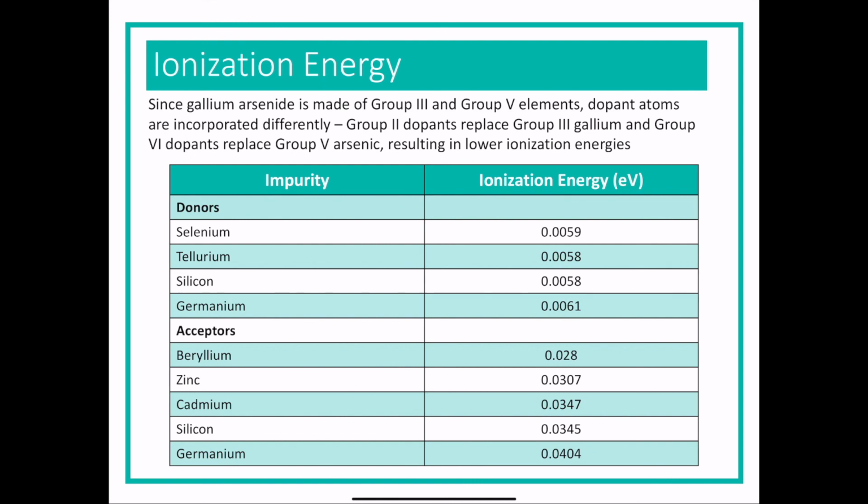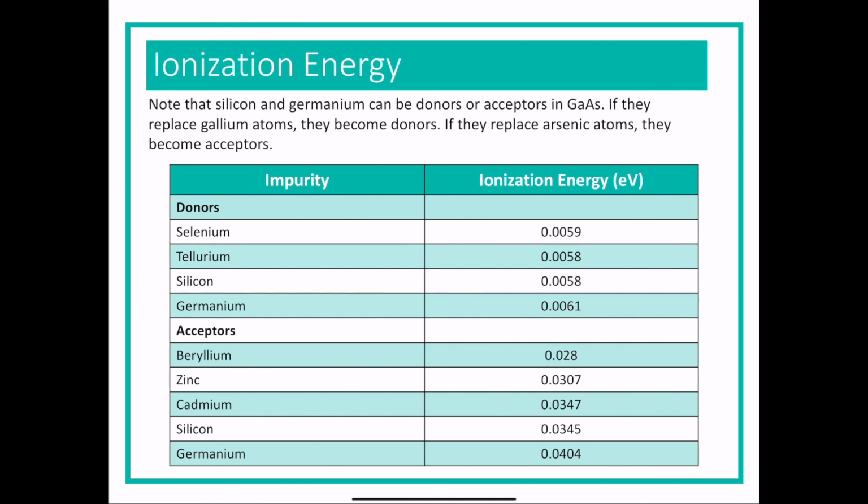Interestingly, like I said, silicon and germanium can be dopants for gallium arsenide. And depending on what they do, that will depend on whether they're donors or acceptors. So if you add silicon and germanium, if they replace gallium, they're donors. If they replace arsenic, they're acceptors. So they can be either one in this particular compound. So that basically is just giving you an overall idea of how impurities are added.